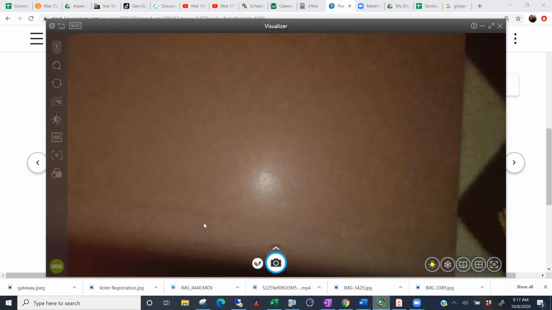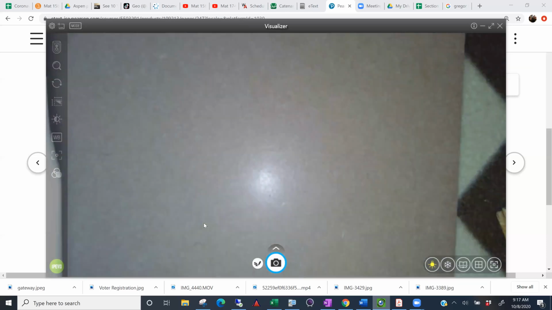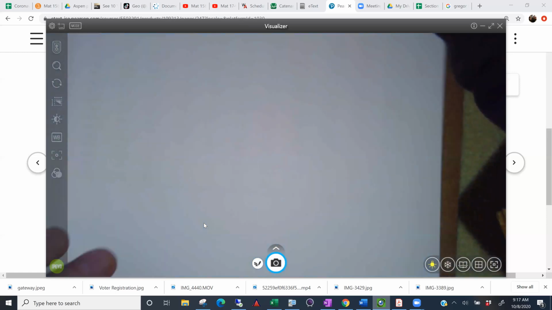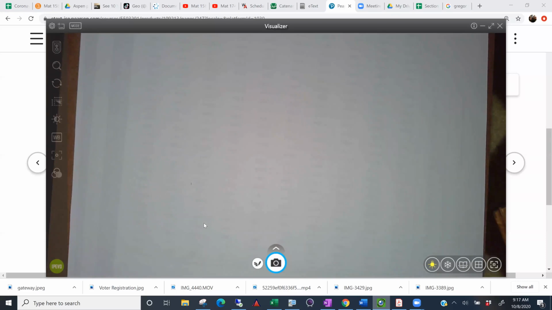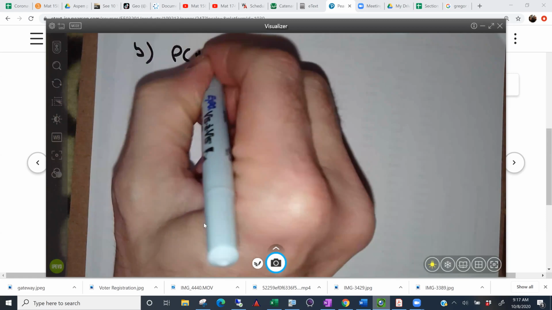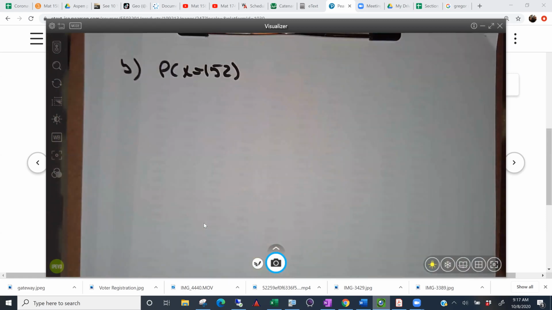Now remember, what we would typically see is that an event is statistically significant if its chance of happening is less than 5%. So for part B, we want to calculate the probability that X equals 152. Well, you've got a couple possibilities. You could do that with Google Sheets, or you could do it with your graphing calculator. Let's do it on Google Sheets first.